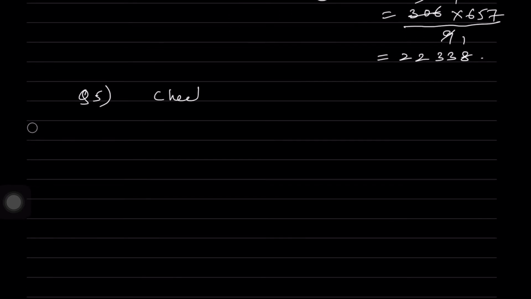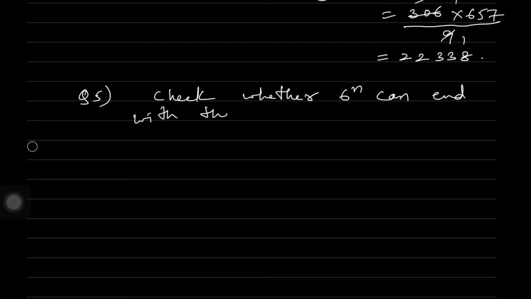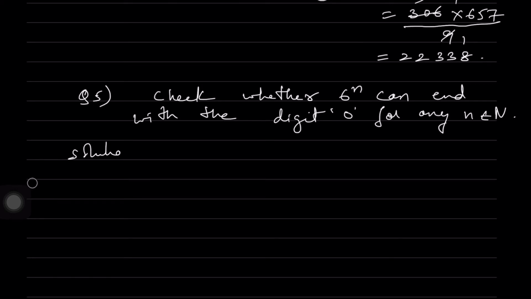Next, question 5. Check whether 6 to the power of n can end with the digit 0 for any small n belongs to capital N, that is, the set of natural numbers. So how do we find out the solution for this?